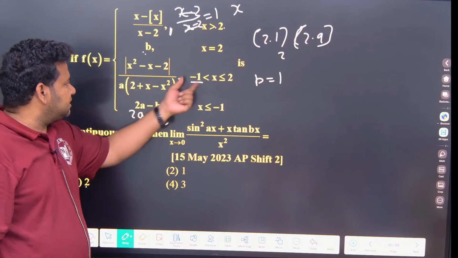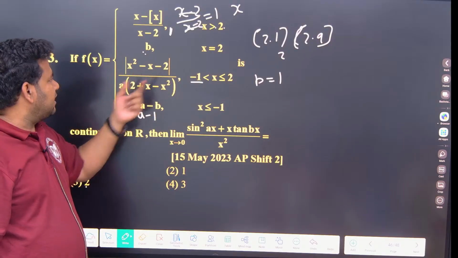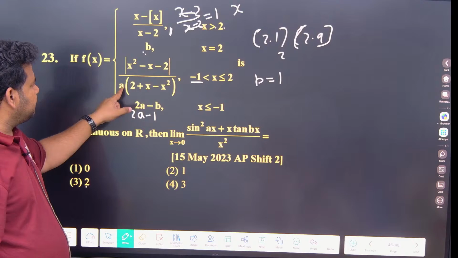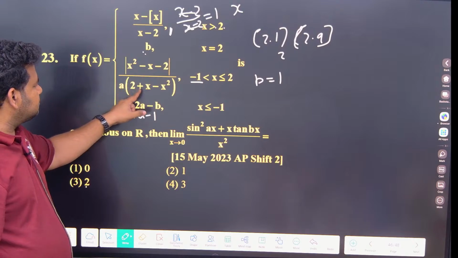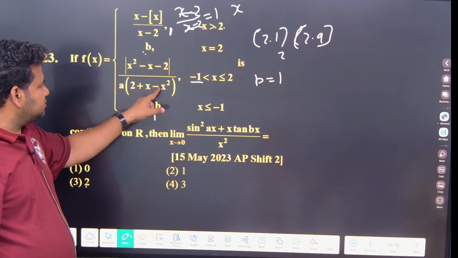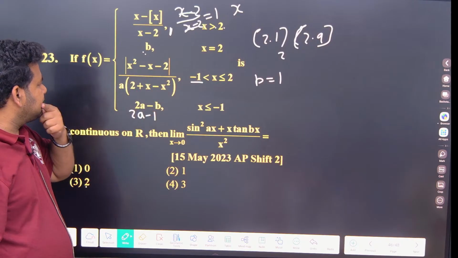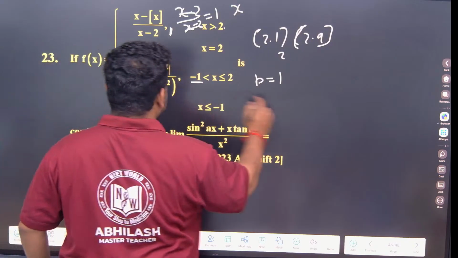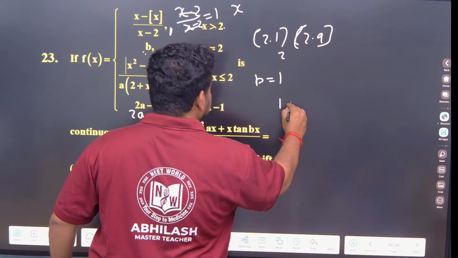Greater than minus 1 means this is the RHL. If I put minus 1, the expression is 2x minus 2a minus x square. What is this? Minus 1. Minus 1 square is 1, plus 1. See here, if I put the value of minus 1, what will I get? 1 square is 1 only. Minus of minus 1 is plus 1.